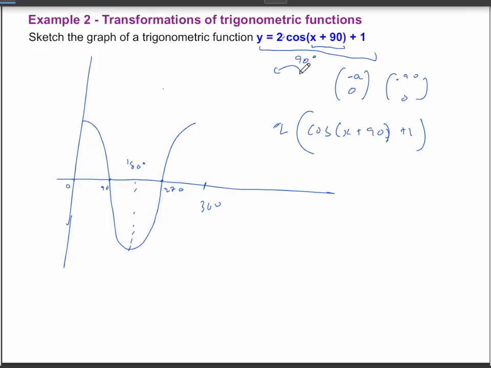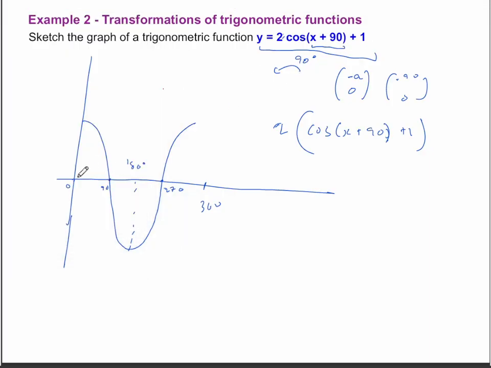We're going to translate it to the left by 90 first. It means every point goes to the left. This goes here, this goes here, this goes here, and this goes here. So we have something like this, right? And that's the first step, meaning the x translation has been done.